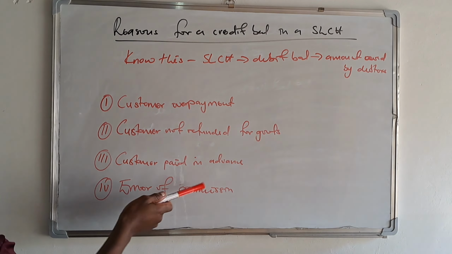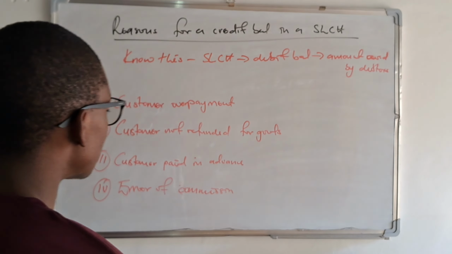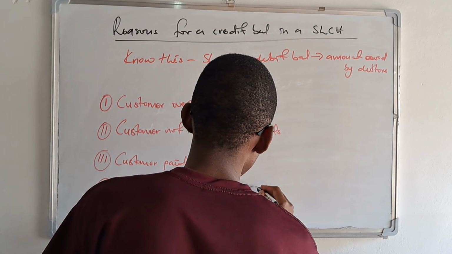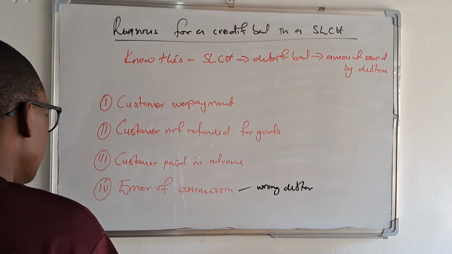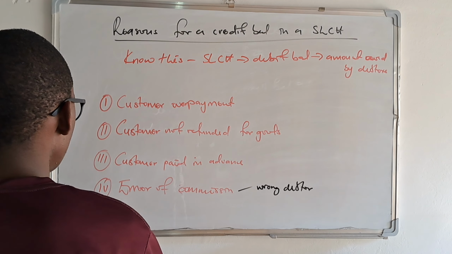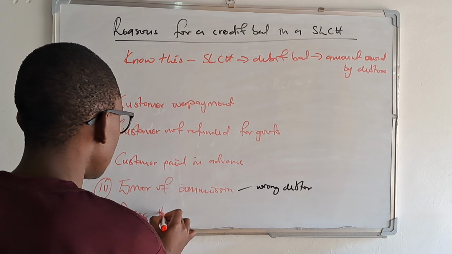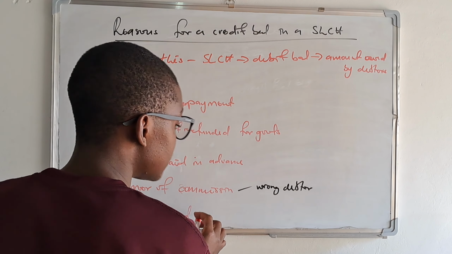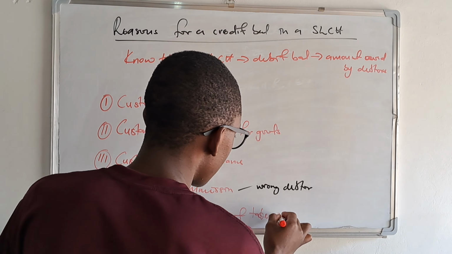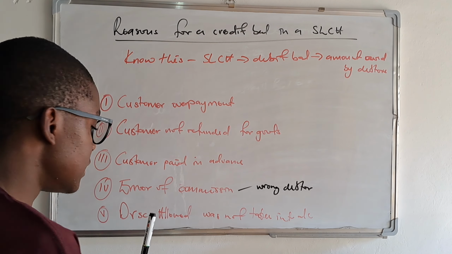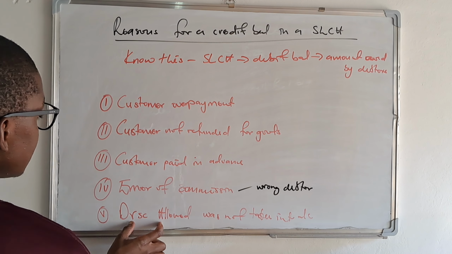Error of commission is saying that suppose a payment has been posted to the wrong account. We have posted to the wrong account. Then, moving on to item 5, maybe the discount allowed was not taken into account. Maybe the discount allowed was not taken into account when the account was settled. We did not take this into account.